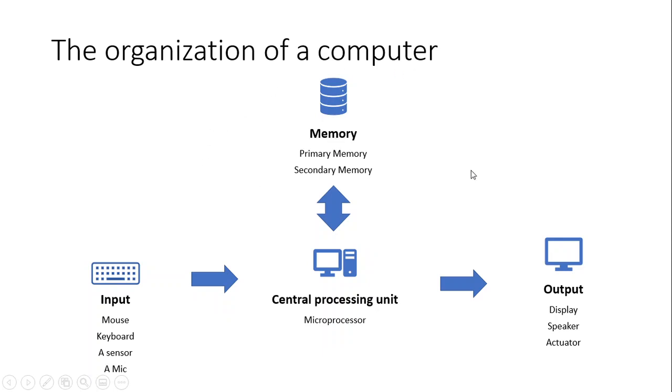So these are the typical components of any computer system. It will have some sort of input mechanism. Now that input can be a mouse or keyboard, which is typical of personal computers like laptops and desktops. It can be a touch screen, it can be a sensor.